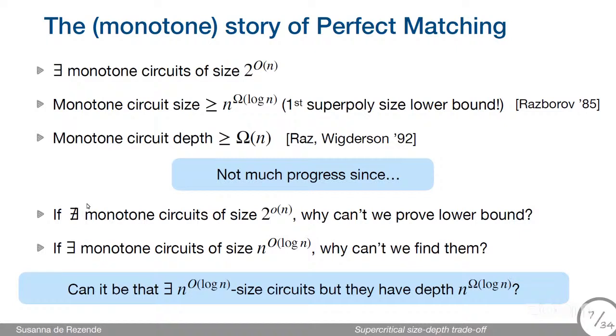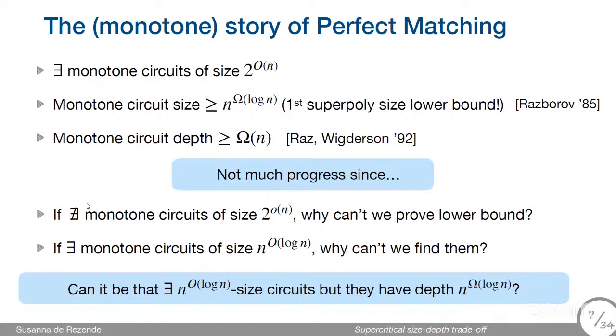So there's a matching upper and lower bound of depth n. So we know already that if there were to be a circuit of size n to the log n, it would be deep, at least depth n. But could it be the case that it has depth n to the log n?